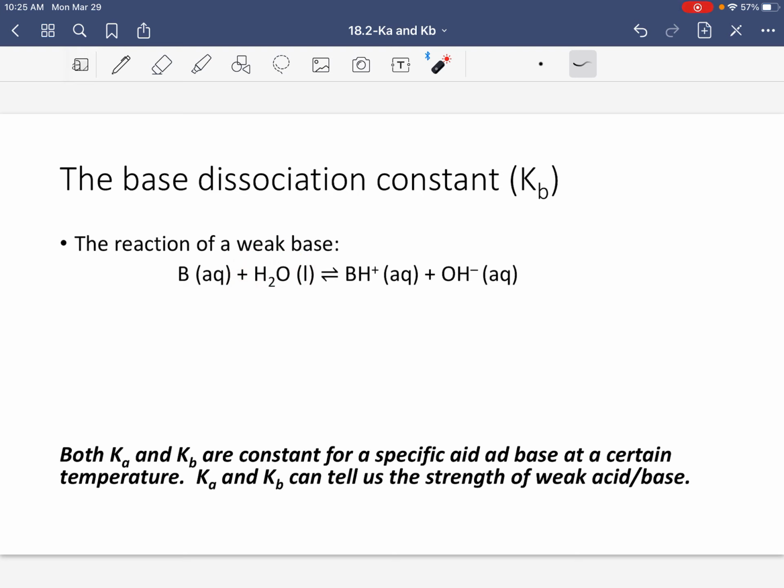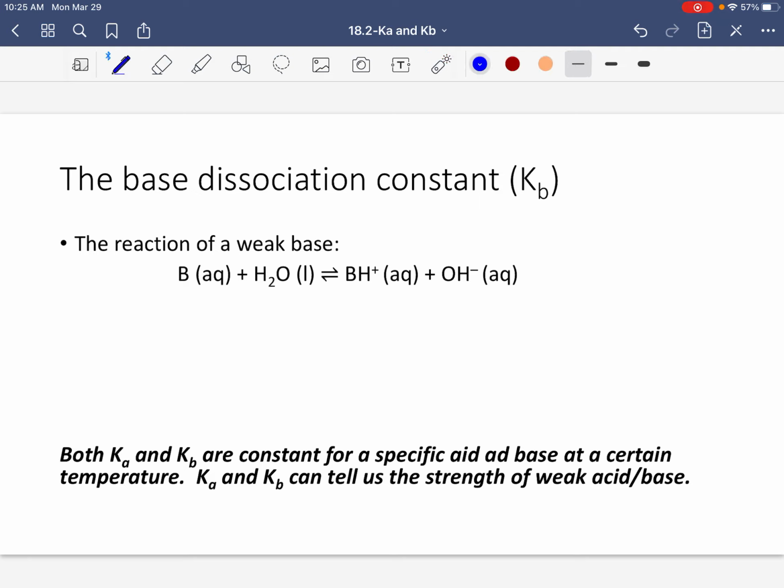Same with going backwards. BH plus is going to donate the H to become B. So BH plus is a donor, which means this is a Ca and this is going to be a Cb. Why is this weak? It's because BH plus is a better proton donor than H2O being a proton donor. So if I'm better than you at donating protons, the reaction goes this way, which makes the base weak in nature.